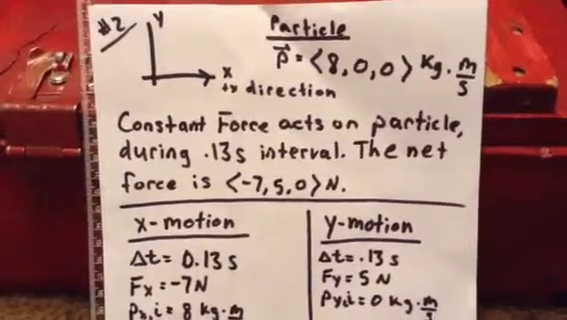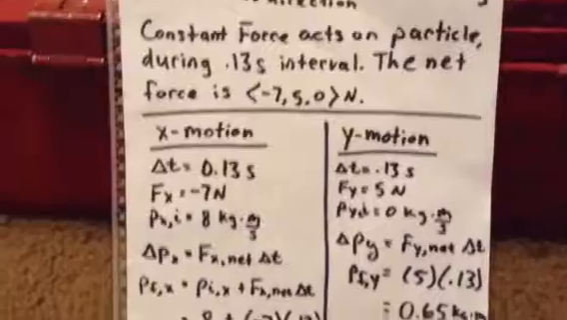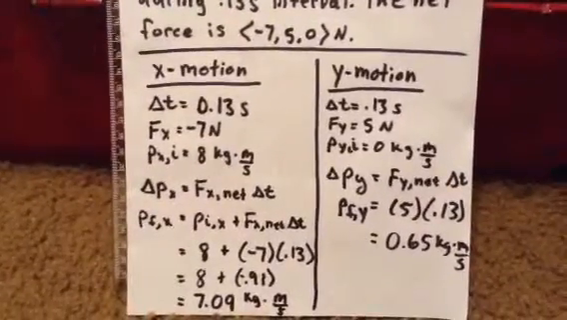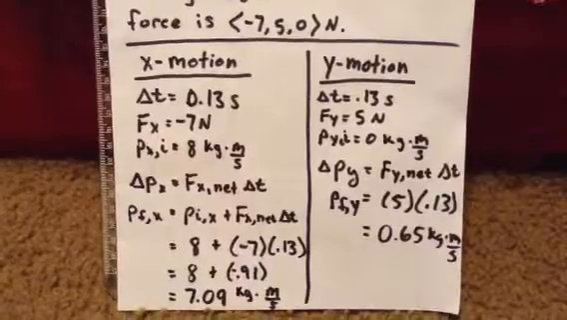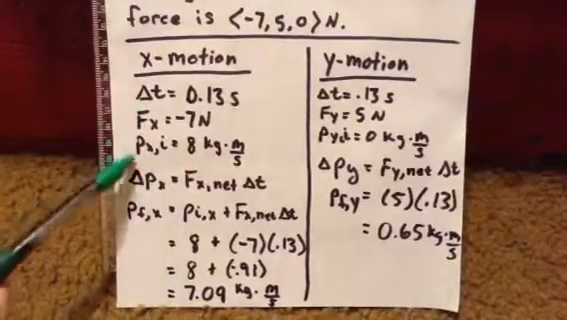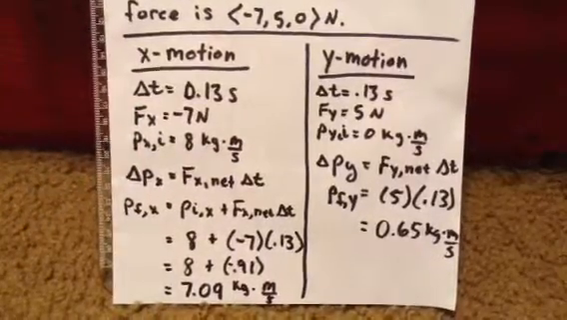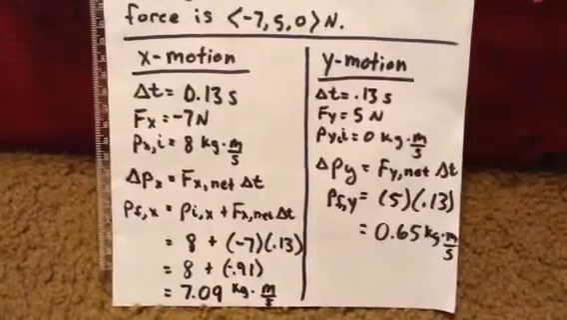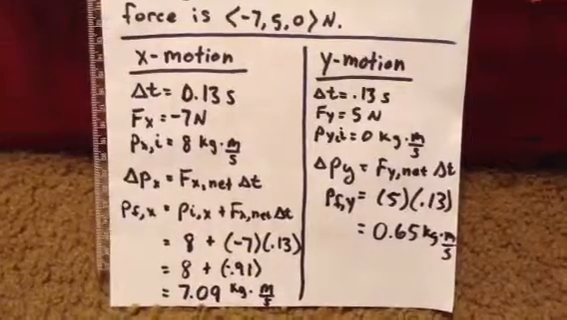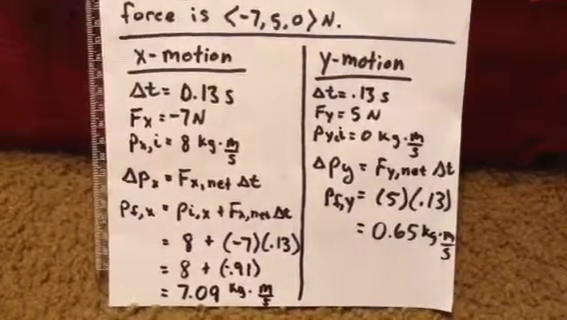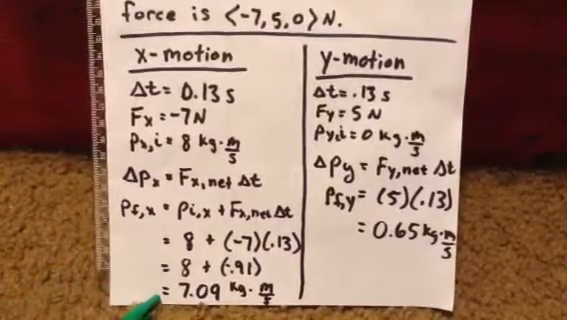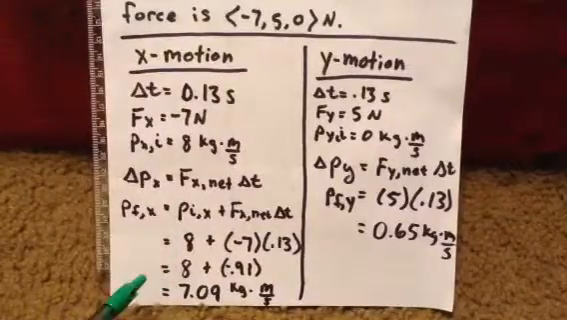So what I did here was break it down into the x motion and y motion separately. For the x motion, we have these values, so we can use the update momentum formula to solve for the final momentum for the x component. And that value is given here after plugging in all these values.